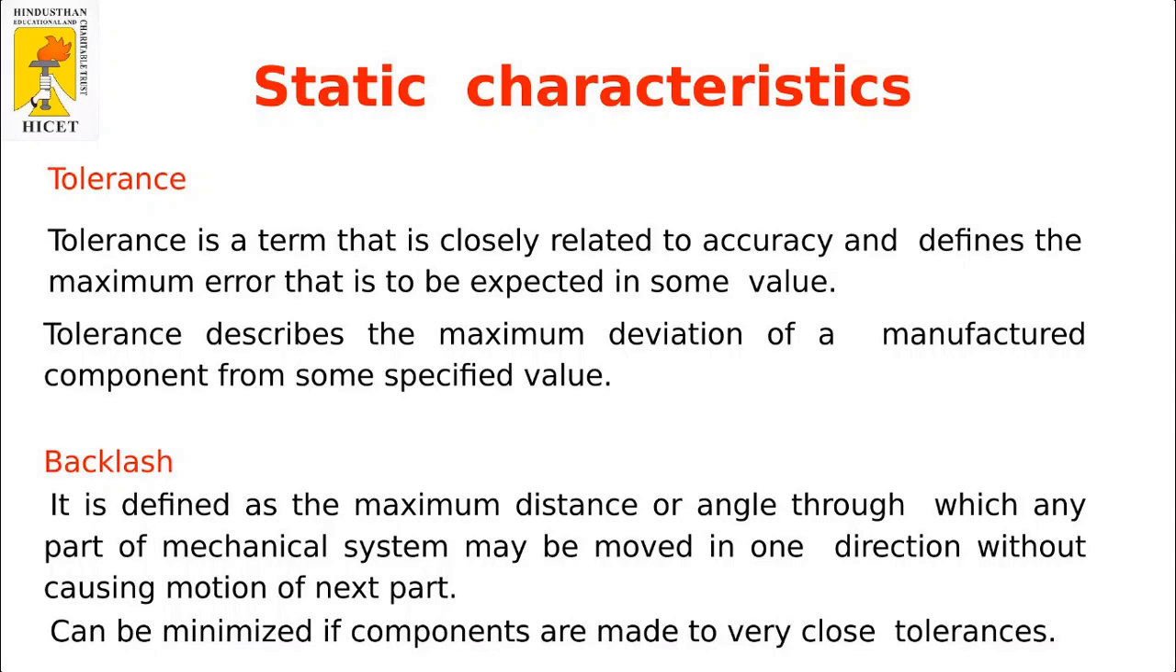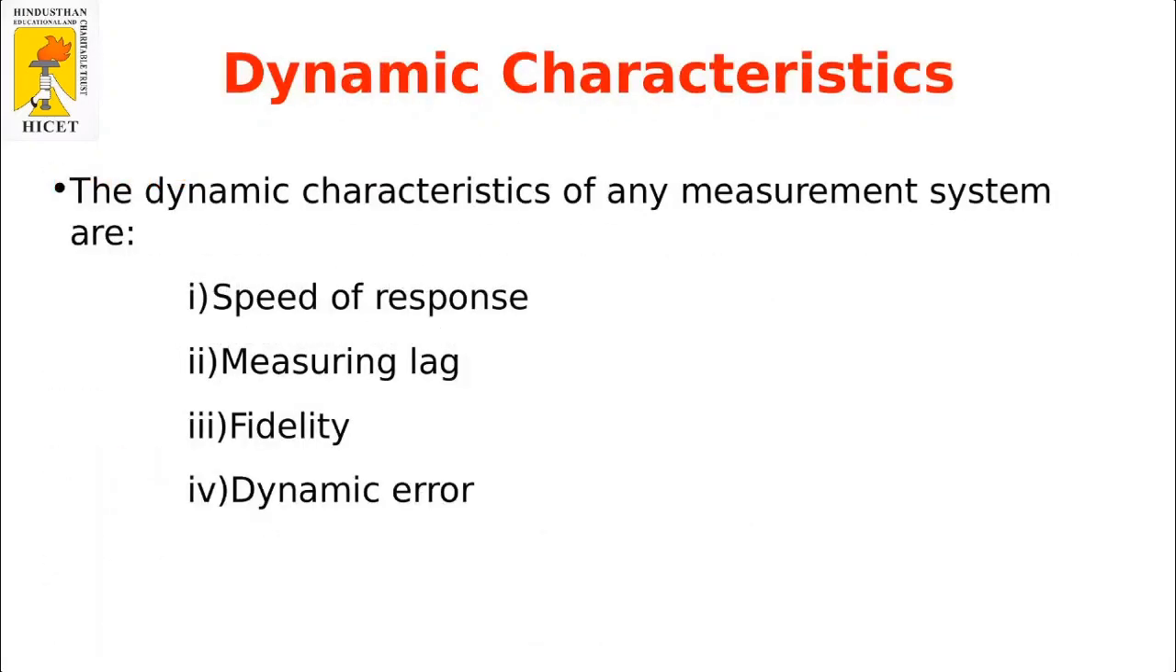Next, static characteristics. Backlash: it is defined as the maximum distance or angle through which any part of a mechanical system may be moved in one direction without causing motion of the next part. It can be minimized if components are made to very close tolerances. Dynamic characteristics. The dynamic characteristics of any measurement system are speed of response, measuring lag, fidelity, and dynamic error.